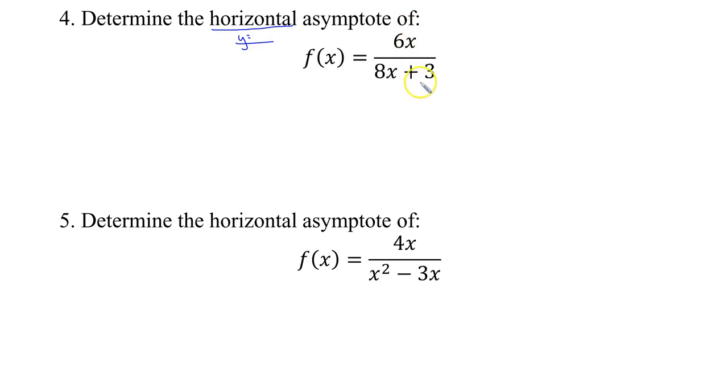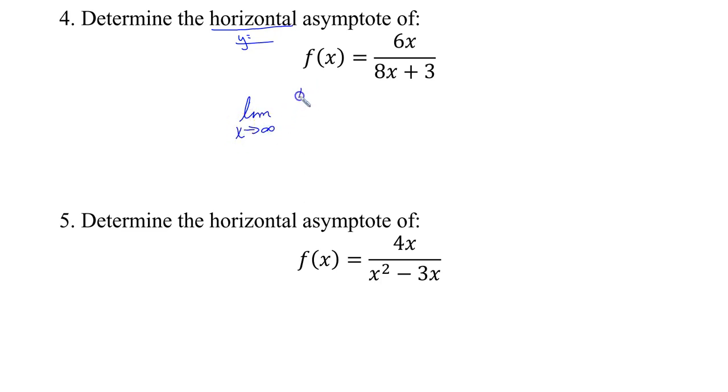So that's what we're trying to find. Remember, if we look at this, we can see that x to the first power is in the numerator, x to the first power is in the denominator. So since those are the same, we simply take the coefficients of those x's, and so we can think about this as the limit as x approaches infinity.